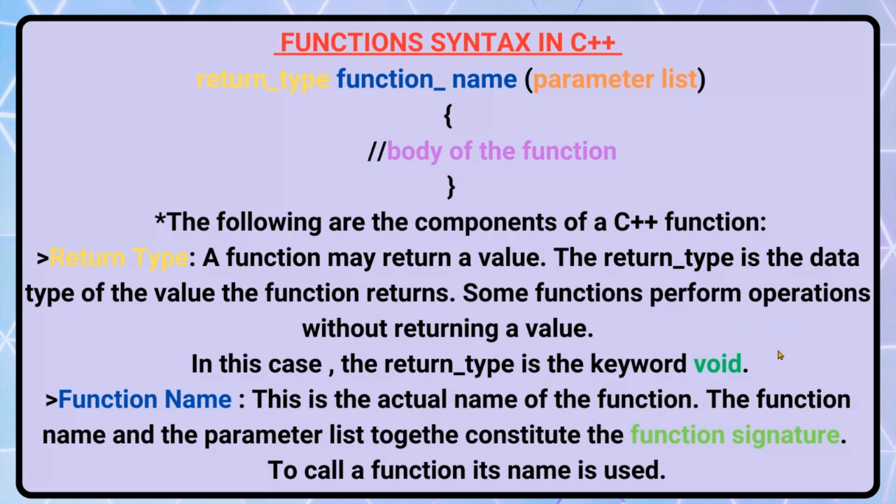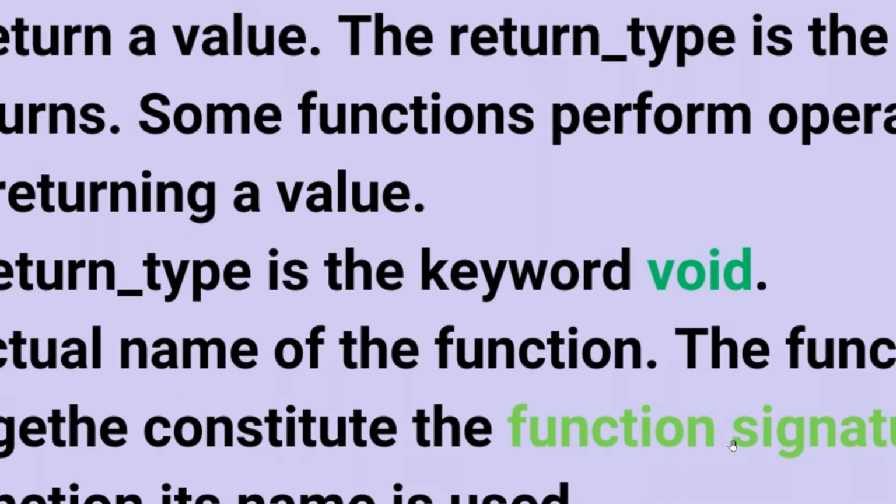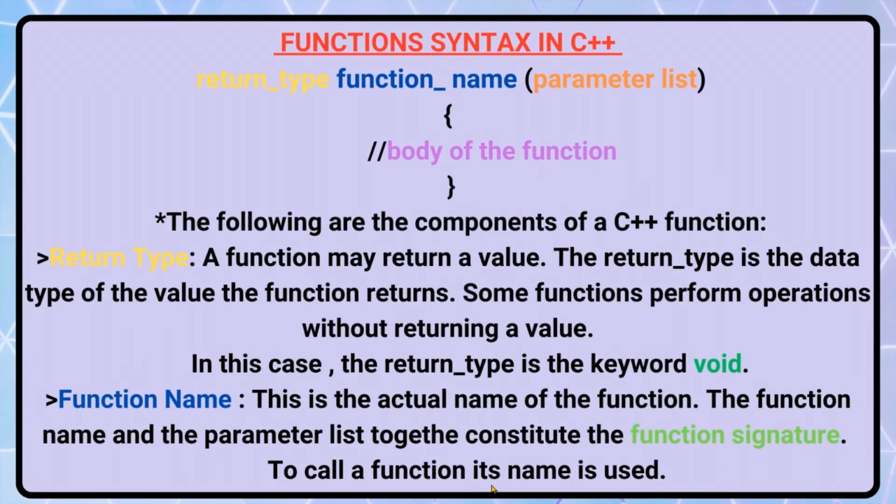And coming to the function name, this is the actual name of the function. The function name and the parameter list together constitute the function signature. To call a function, its name is used, and calling a function means referencing or bringing back the name of a function in the main function. I'll explain further when we get to the actual program.